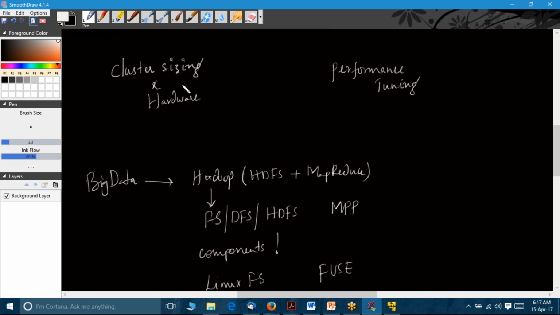Now, as part of that, we are trying to discuss cluster sizing and the type of hardware that you choose for your cluster. As an admin, how do you decide that this should be the size of the cluster? Any idea, friends?